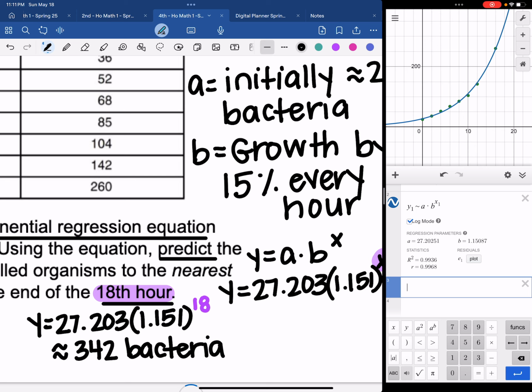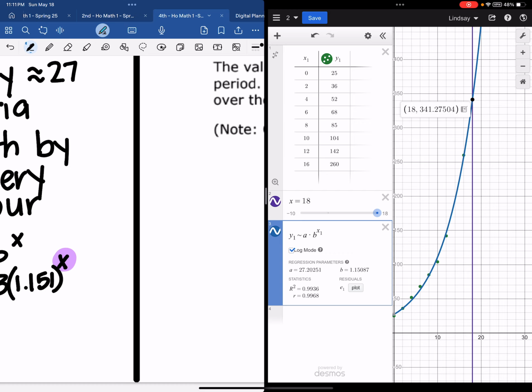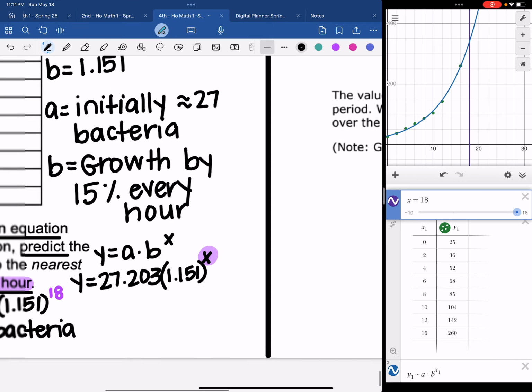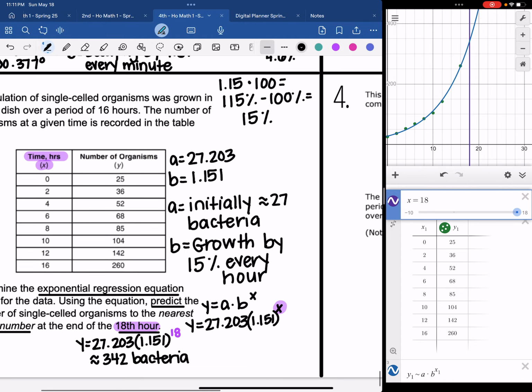Now, another way that you can use Desmos in this situation is once you have the equation, we know that x equals 18. Type in x equals 18 and go find that intersection. And we see that it's going to be the same number that we got just a second ago, the 341.2. So we would round that, and then give and take up or down just depending on how you round. Okay?